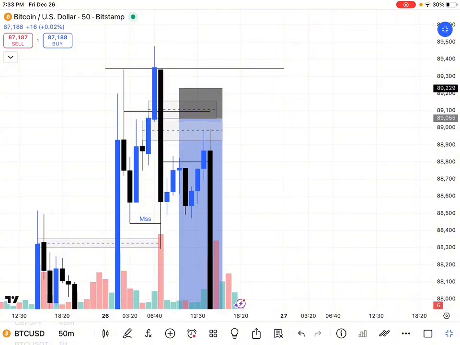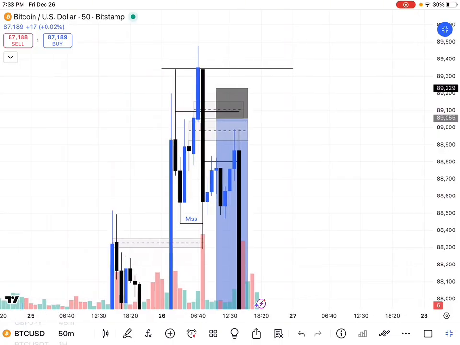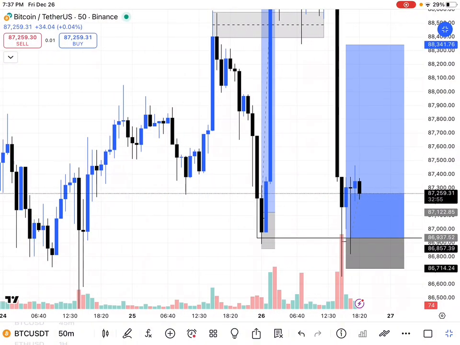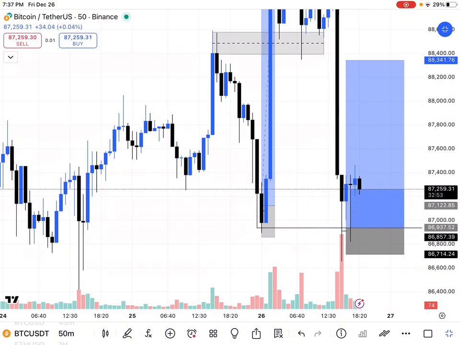So let me show you another trade for another example. This is a buy trade. Let me show you on BTC right here. So this is the first one. As you can see, this is the first trade.